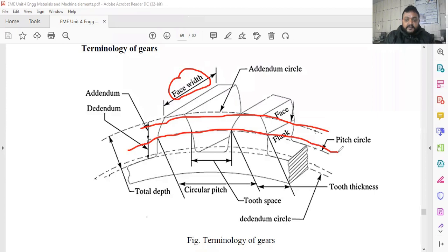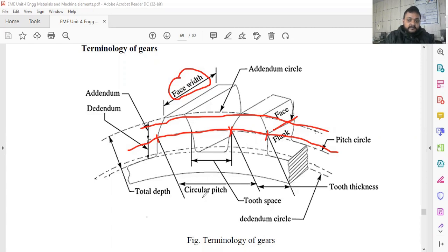Normally, all basic parameters are to be measured over the pitch circle, like circular pitch. You just have to see one point on the gear to the same point on the adjacent gear. That is circular pitch. Total depth is from the top to bottom. The upper portion is called the face, the lower portion is called the flank. And tooth thickness, you can see, is measured over the pitch circle at the center. That is the tooth thickness.